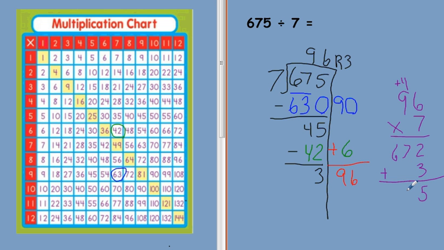And bring down the 7. And bring down the 6. So then we have 675. That does match. So our answer was correct. So that's how you check.